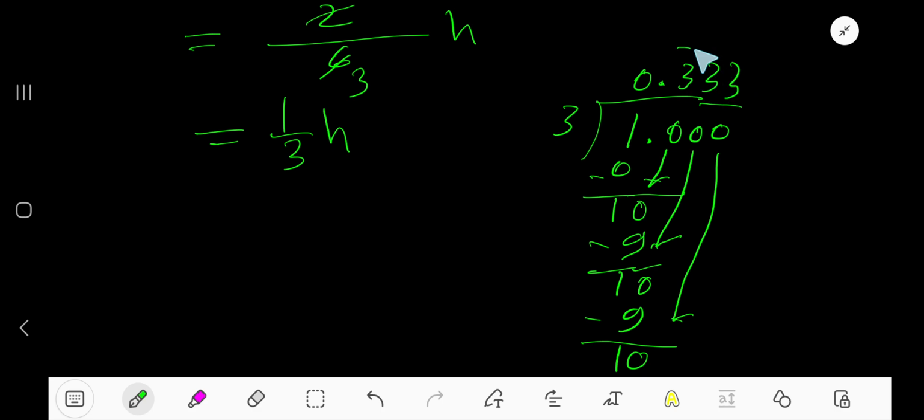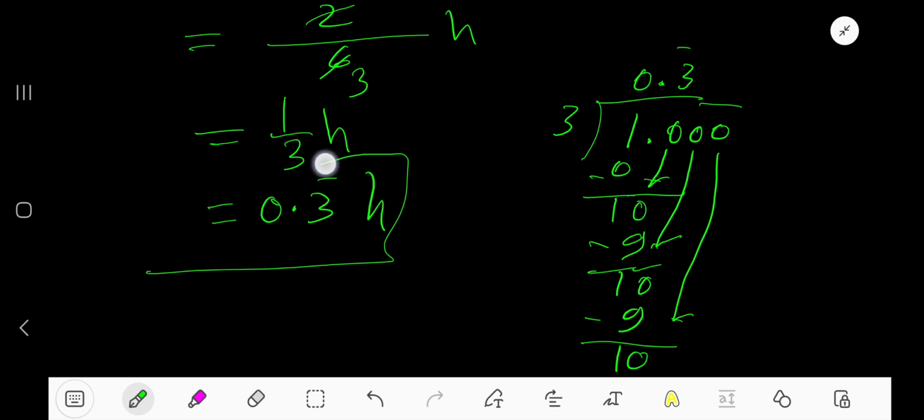Actually, this 3 is repeating. You can place a bar here. So our answer is 0.3 bar hour. And this is the answer.